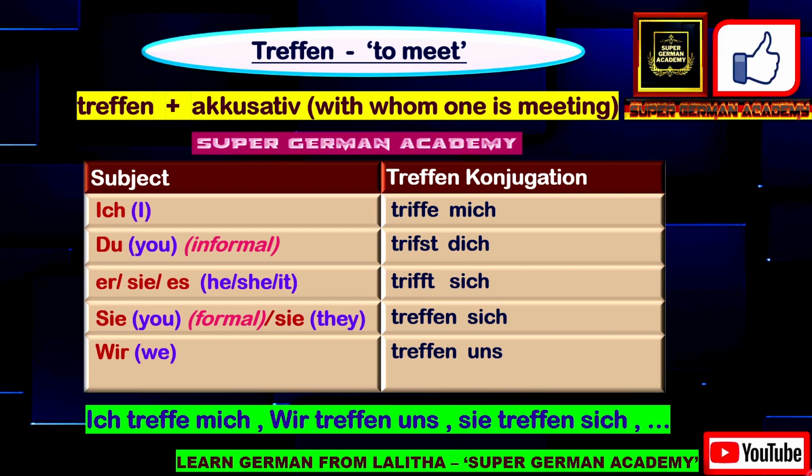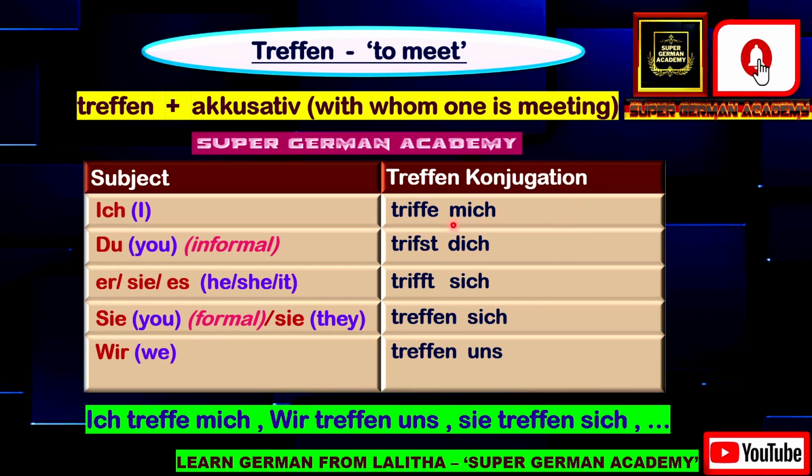So this reciprocating action is known as reflexive action, and for this reflexive action, reflexive verbs are used. In German, there are many reflexive verbs, and one such reflexive verb is the treffen verb. And the treffen verb is used for meeting, and its conjugation is like this. The structure is like treffen is used with the accusative format, that is the accusative format of the subject with whom we are meeting. Here is the conjugation.